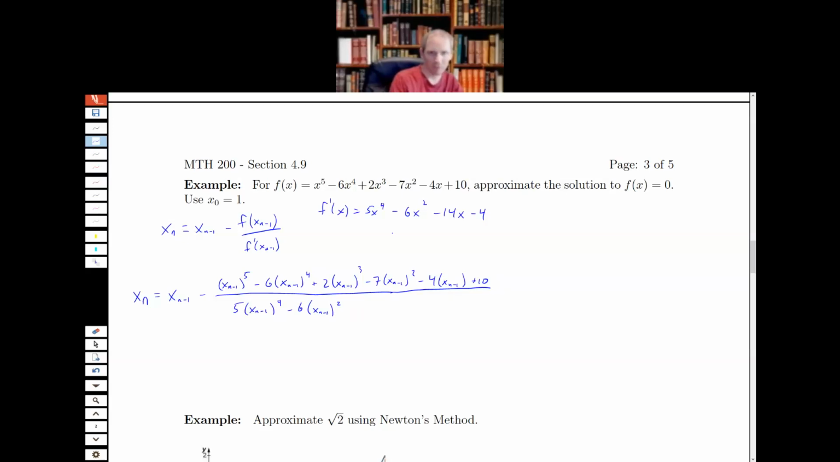Oh, did I skip a term? I think I skipped that one in my f prime. Let's throw that one in. When I bring the 4 down, I don't know how that got missed. All right, when I bring the 4 down, it'll be minus 24x cubed.